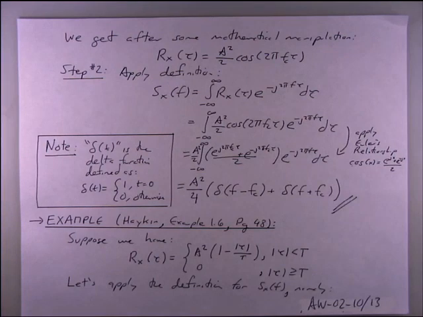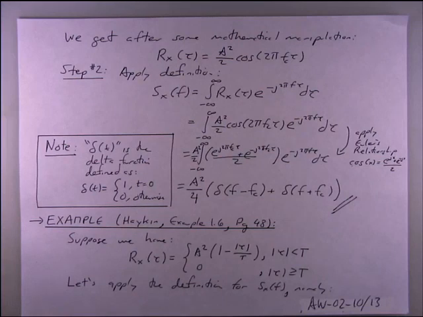Here's another example by Haken. In this case, I give to you this autocorrelation function. It's a triangular pulse with amplitude a squared at its peak, right? So as a result, power spectral density, how would you do that? You would integrate this in parts, because you have that kind of absolute value thing that throws things off. So how would this look?